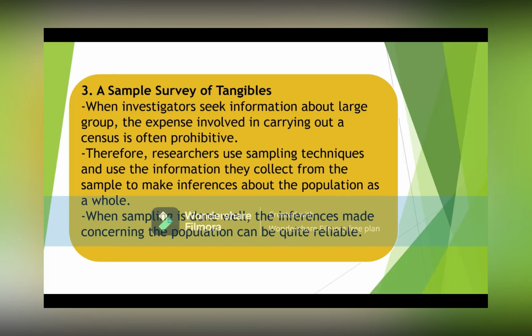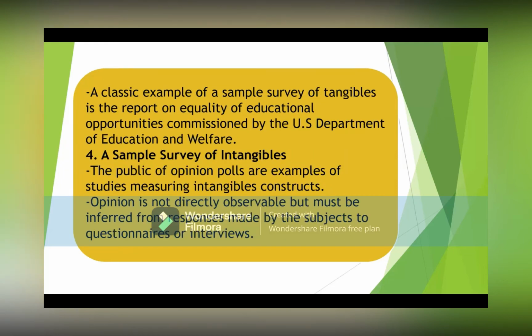When sampling is done well, the inferences made concerning the population can be quite reliable. A classic example of a sample survey of tangibles is the Report on Equality of Educational Opportunities commissioned by the U.S. Department of Education and Welfare.